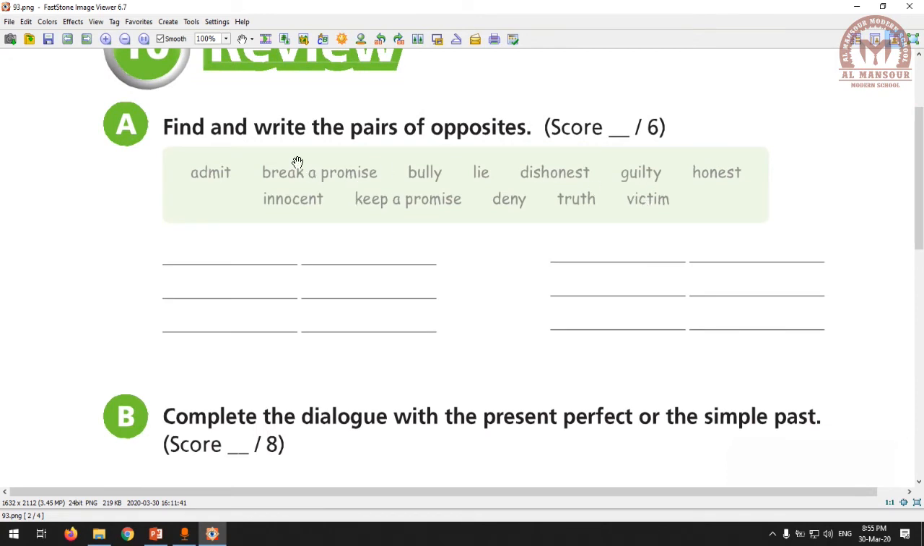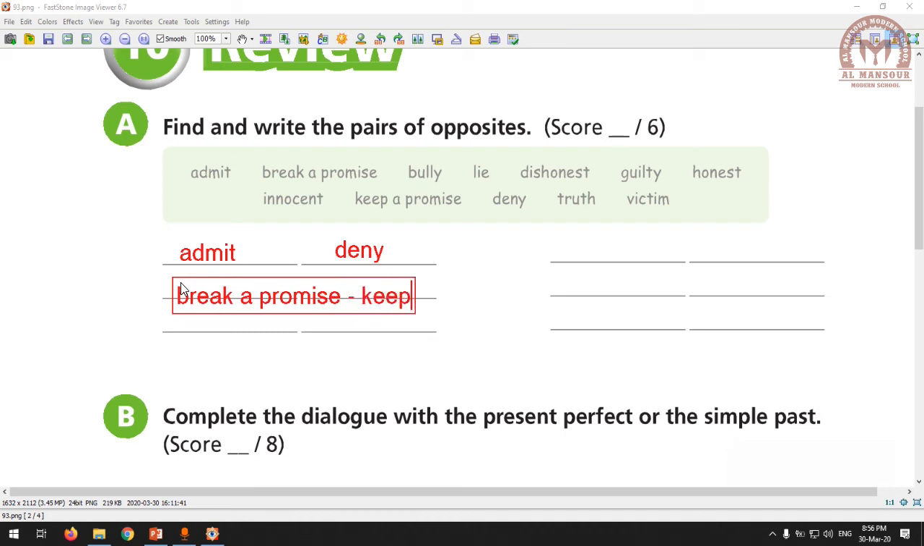Here we're going to find and write pairs of opposite words, or antonyms, okay? I'm going to help you with this exercise because it's going to be difficult for you. The first word we have is admit. The opposite is probably deny. The second word is break a promise, and the opposite is keep a promise.